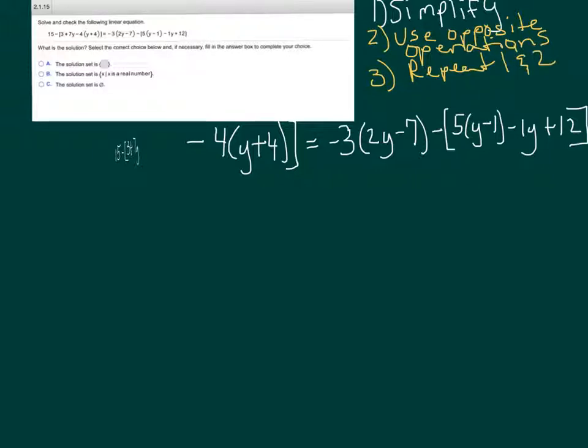Okay, so on the left side of this equation, we're going to look at the fact that we have brackets here and parentheses in here as well, right? Because of our order of operations, when we're simplifying expressions, and what we have on the left here is an expression, we are to get rid of all of our groupings first, the P in PEMDAS.